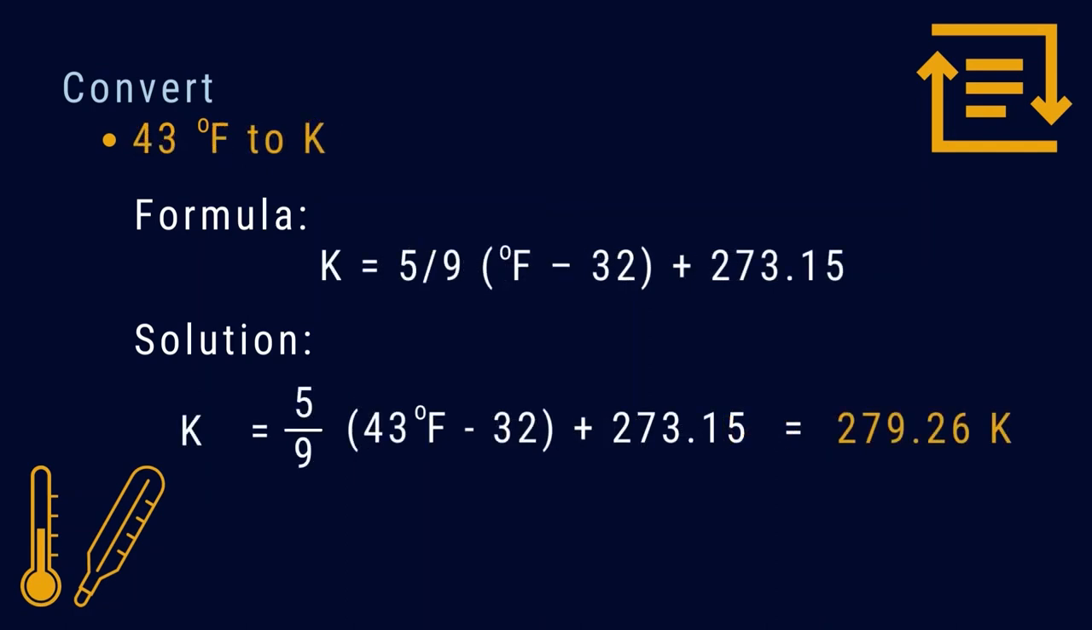Next is to convert 43 degrees Fahrenheit to Kelvin. We'll just use the formula Kelvin equals 5 over 9 times degrees Fahrenheit minus 32, plus 273.15. First, subtract 32 from 43, then multiply by 5 over 9. Add the answer to 273.15 and we get the answer of 279.26 Kelvin. Therefore, 43 degrees Fahrenheit is equal to 279.26 Kelvin.